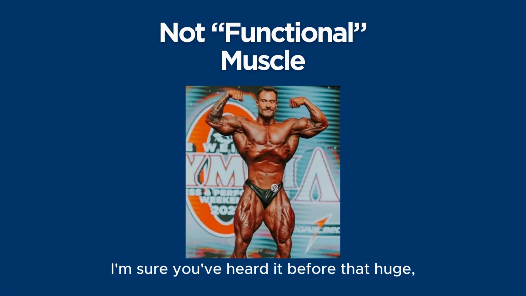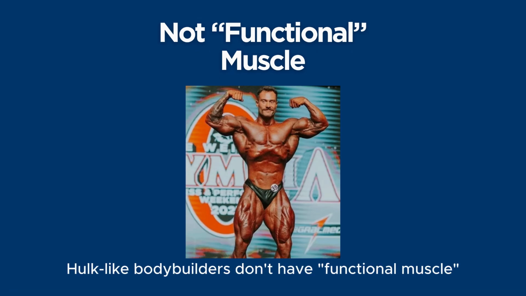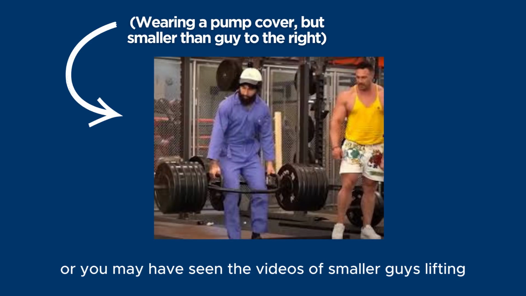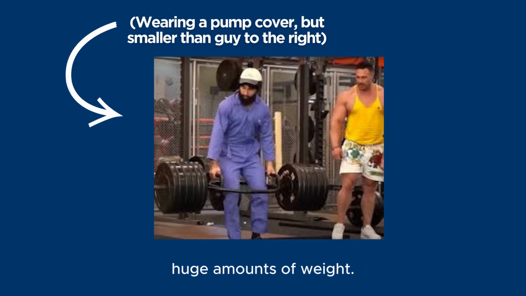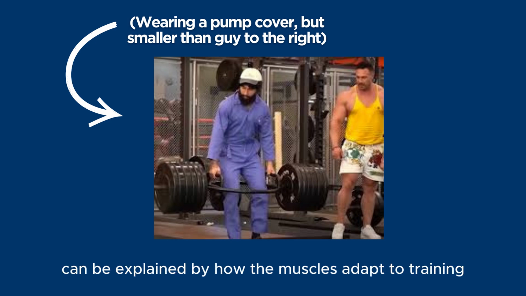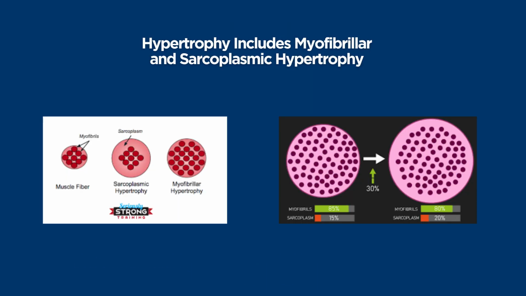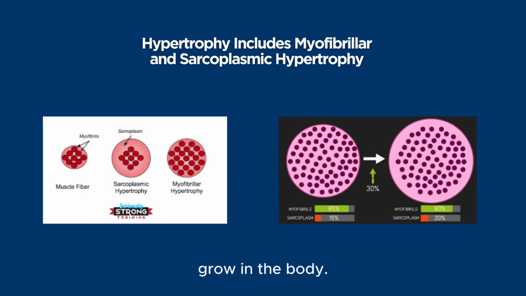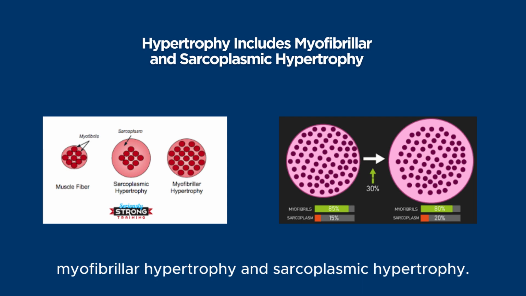I'm sure you've heard it before that huge Hulk-like bodybuilders don't have functional muscle, or you may have seen the videos of smaller guys lifting huge amounts of weight. But what if I told you that these differences can be explained by how the muscles adapt to training on a cellular level? We know that hypertrophy is a process by which muscles grow in the body, but hypertrophy has two different parts: myofibrillar hypertrophy and sarcoplasmic hypertrophy.